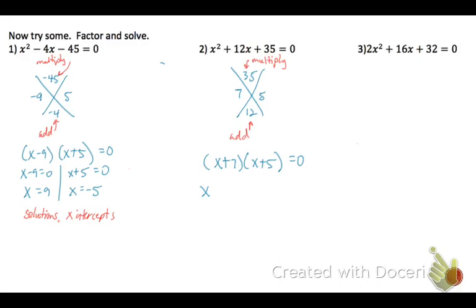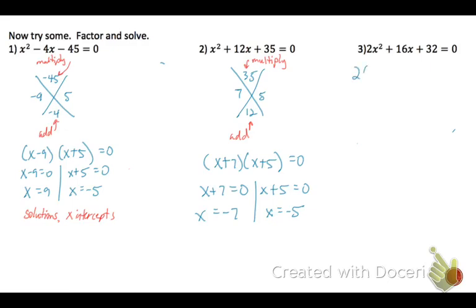We have an equal 0 at the end, and so that means we need to go ahead and solve. So we're going to set each of these factors equal to 0 and then solve the equations. So x equals negative 7 and x equals negative 5. So negative 7 and negative 5 are the solutions to number 2, this quadratic, and the x-intercepts. If we graph this quadratic, it would cross at negative 7 and negative 5.